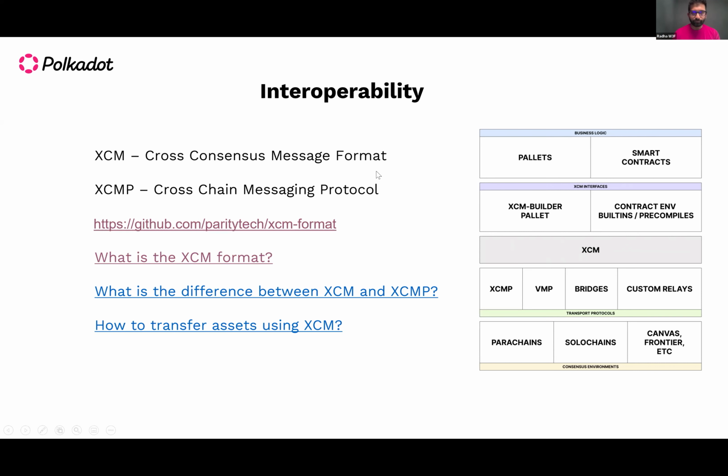So take a look at this, and there are articles on XCM written by Gavin Wood. Those are also a good introduction to what XCM is. And XCMP is more of a protocol. So this is at the networking layer, and this is the logical semantic layer.